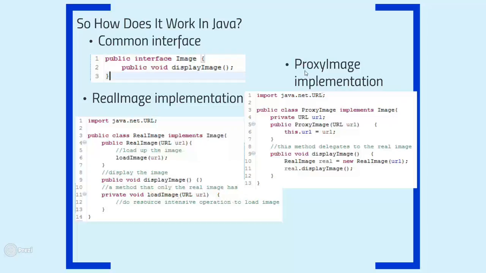After that, we have the ProxyImage class. This ProxyImage class still implements the Image interface and has a ProxyImage constructor, and has another method, display image. This method delegates the resource-intensive operation to the RealImage. So you can see that this display method has a composition of the RealImage class, and then we use the method from the RealImage.